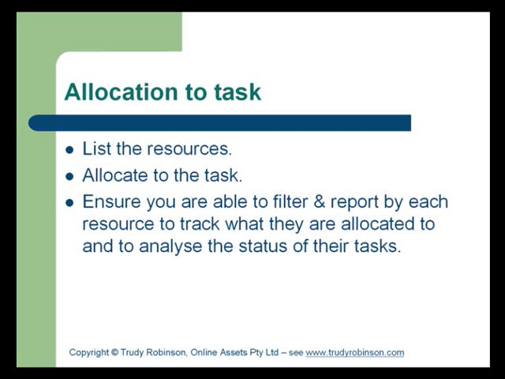Once you have the project tasks identified, the timeline in place and the resources selected, the next steps are to list the resources in the project management document, in the project plan, and allocate those resources to the tasks. Once you have this done, it's important to be able to filter and/or report by each resource so that you are able to identify the status of the tasks that those resources are allocated to, and to ensure that you are able to clearly report to each individual or resource or organisation so that you can show them exactly what they are allocated to.